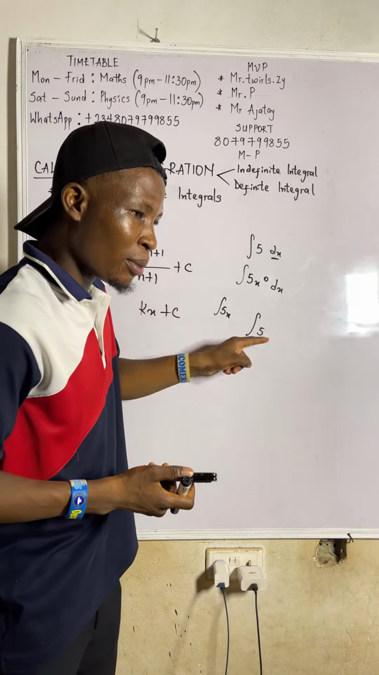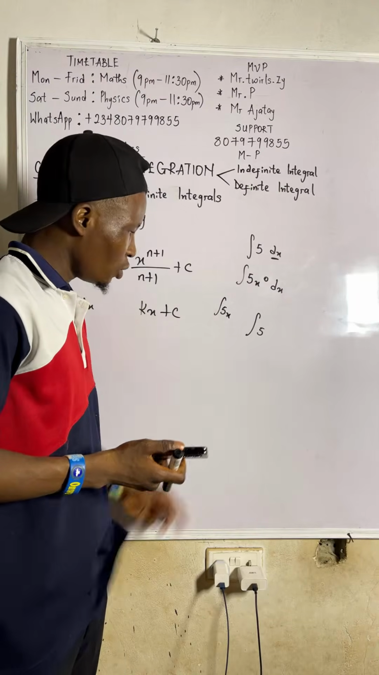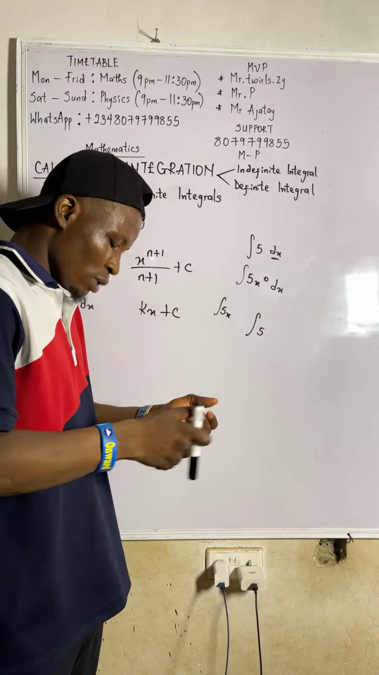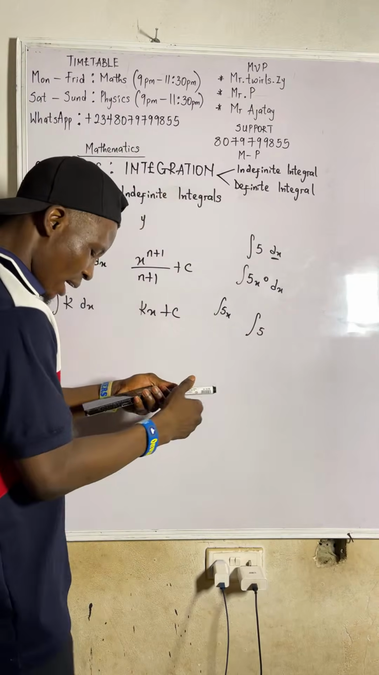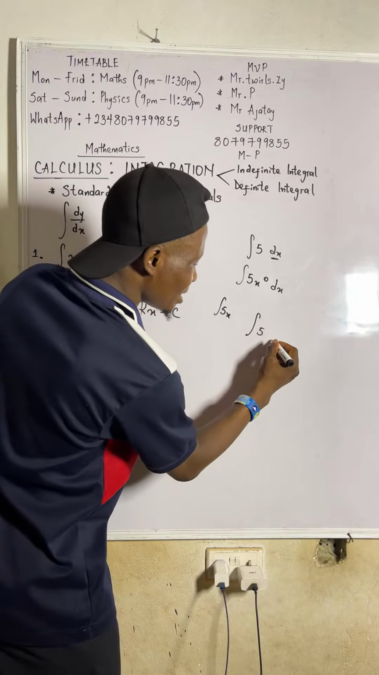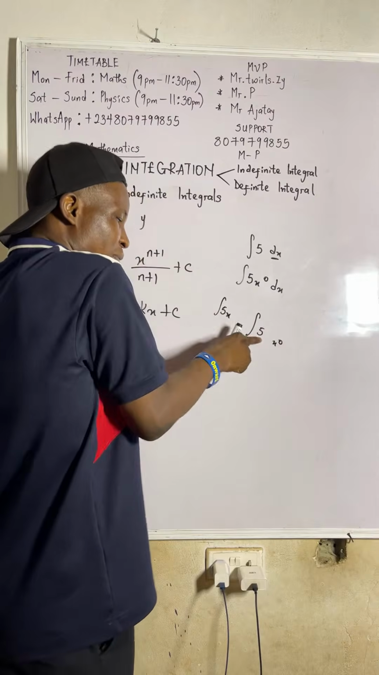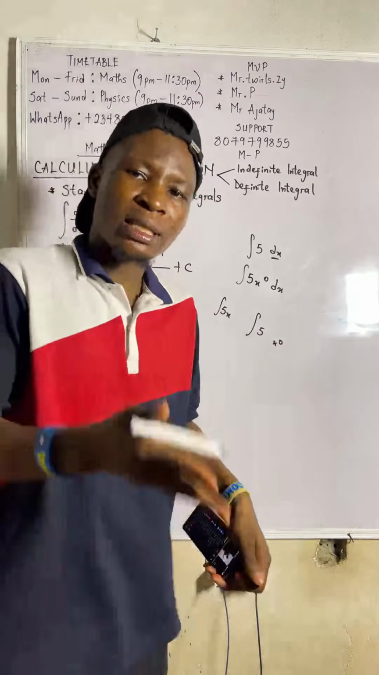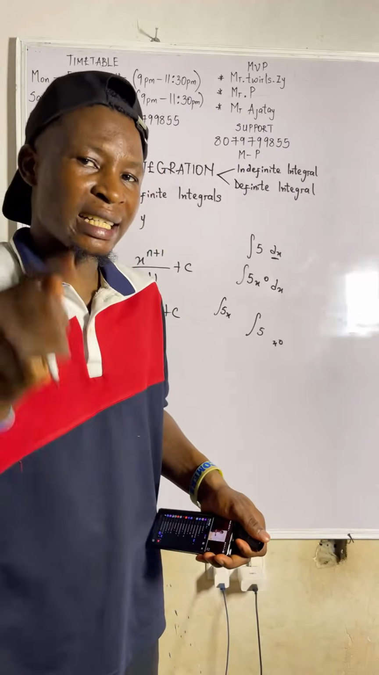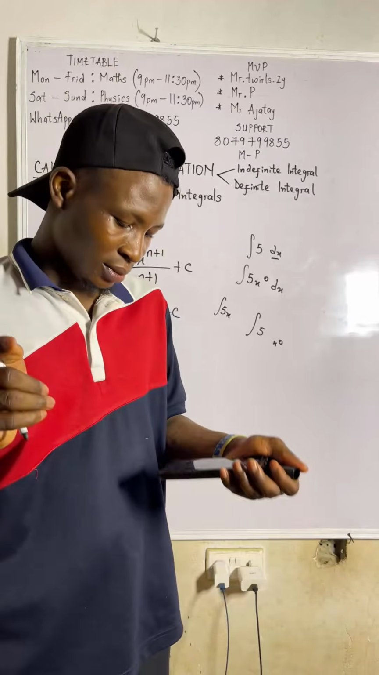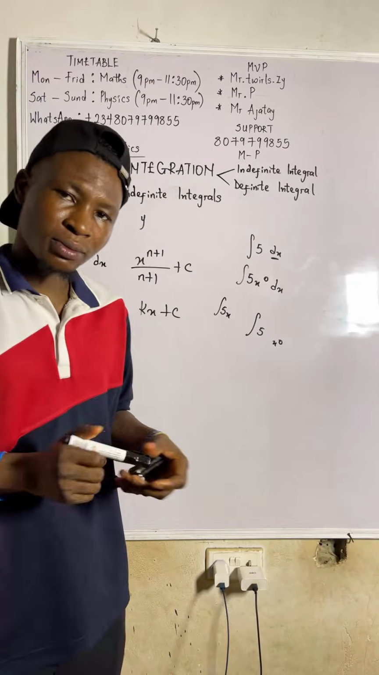There is no x here, but I want to do it with respect to x. It can still be the same thing as x to the power of 0. X to the power of 0 is 1. 1 times 5 is still 5. But since I'm doing it with respect to x, I just need the x there. The power of the x is 0, not 1. Do you understand it now?